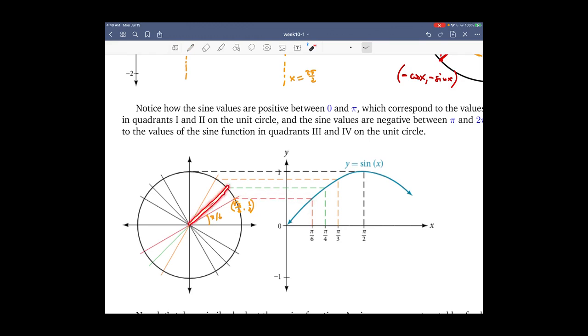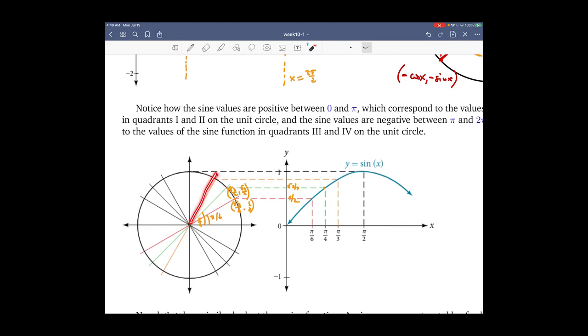This angle here is pi over 4. And so the coordinates of this point are root 2 over 2, root 2 over 2. And so the y-coordinate of pi over 4 on the graph of sine x is root 2 over 2.